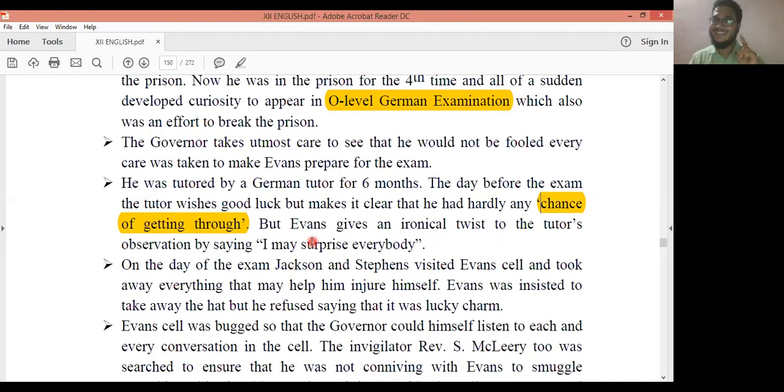But students, this is a surprise from Ivan. Ivan gives an ironical twist to the tutor's observation by saying, I may surprise everybody. So this surprise is really a surprise for everybody. Okay, so how is he making a surprise? We have done it in a detailed analysis of the chapter, but in a synopsis we'll be discussing not in detail but in a synchronized manner. So how did he surprise?